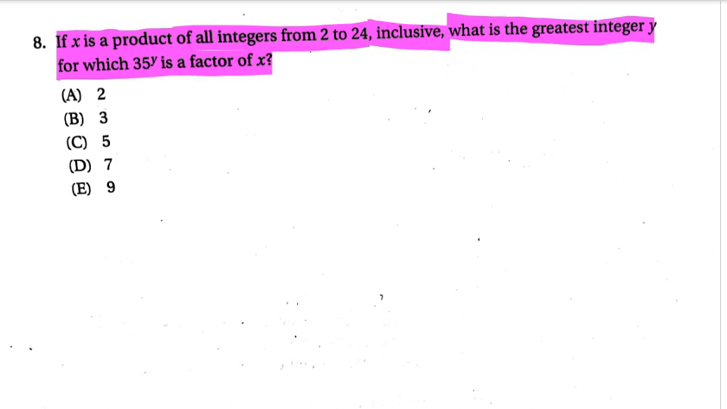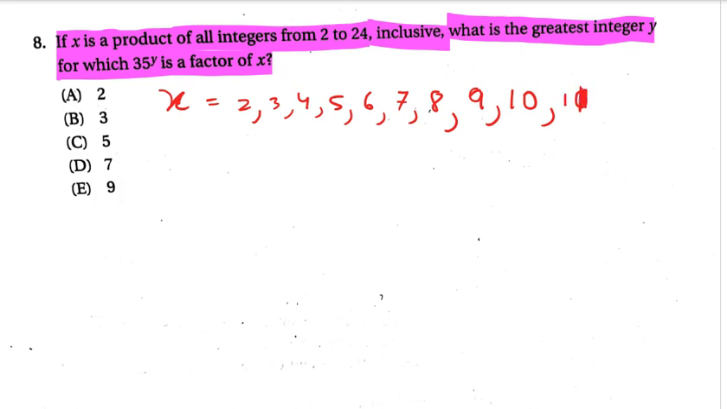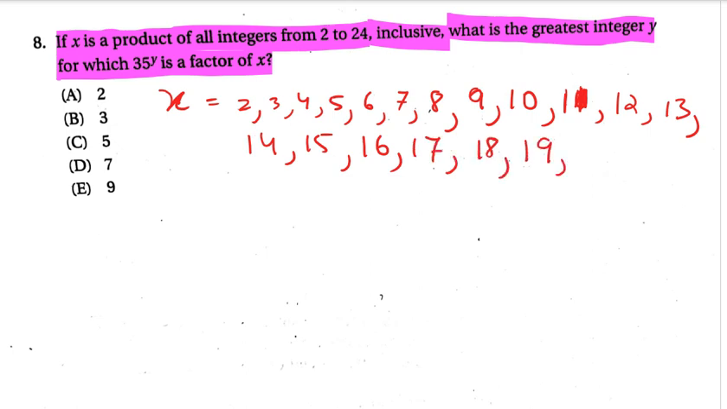You see, x is a product of all integers from 2 to 24. So if you continue, the values will go 2, 3, 4, 5, 6, 7, 8, 9, 10, 11, 12, 13, 14, 15, 16, 17, 18, 19, 20, 21, 22, 23 and 24.